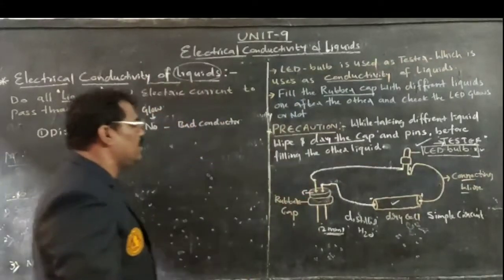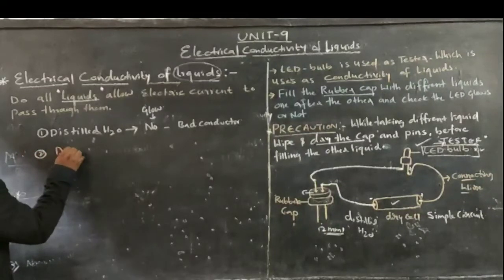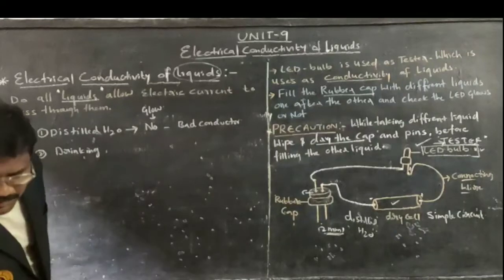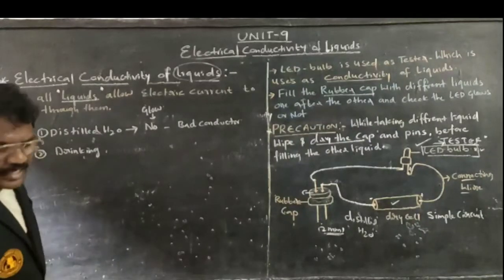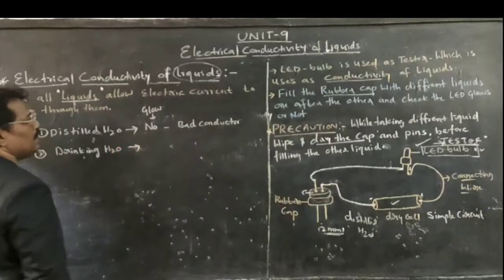After distilled water, what do you do? Take one more water. What is that water? Drinking water. You take it. In our textbook, a table is given. What is the table number? Table number 2 is given for us there. Take drinking water.